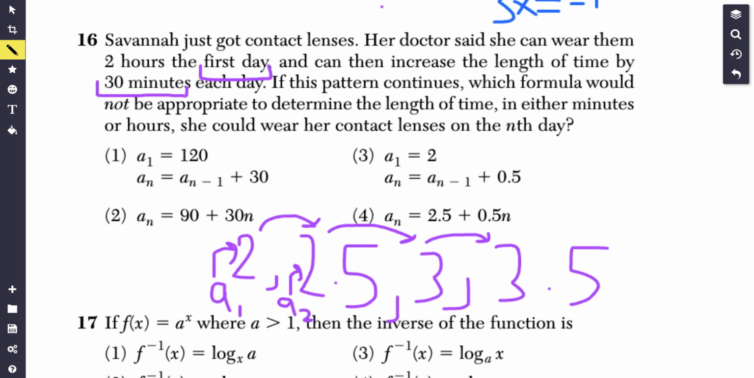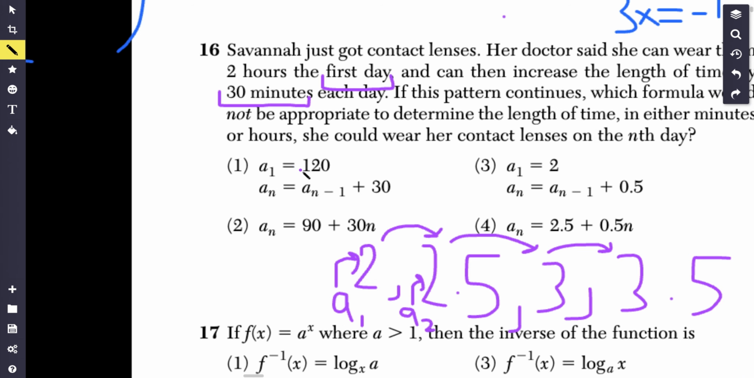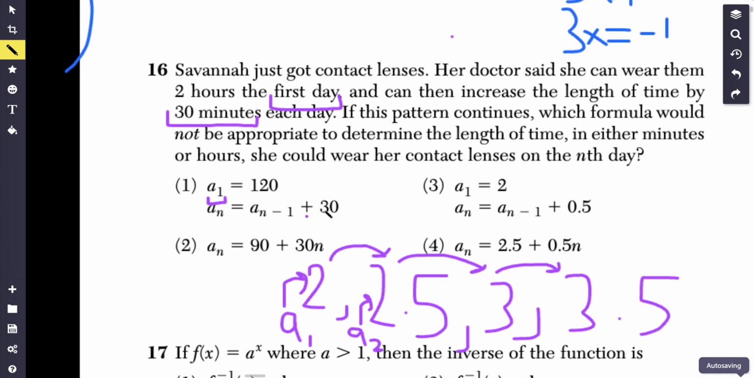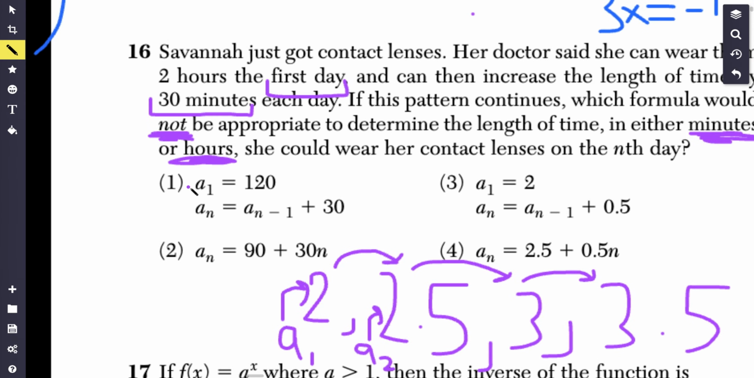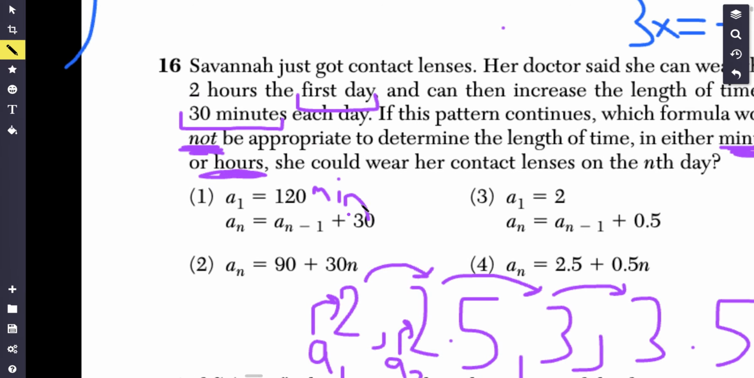Now, let's check answer choice number 1 and see if this is the correct answer. It says a sub 1 is equal to 120. Now, don't forget that the question says, which formula would not be appropriate to determine the length of time in either minutes or hours? So these formulas can be in minutes or hours. For answer choice number 1, our first term is 120. 2 hours is the same thing as 120 minutes. So that means our units are in minutes. So 120 minutes. Let me just write that down.